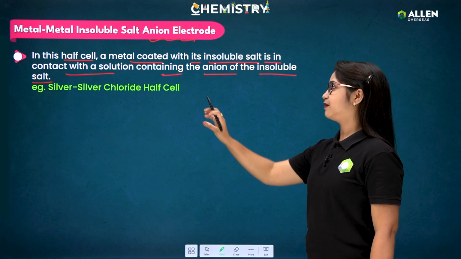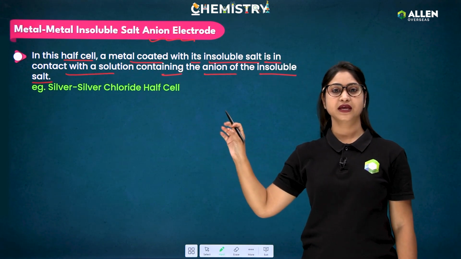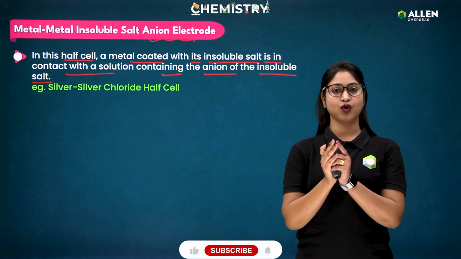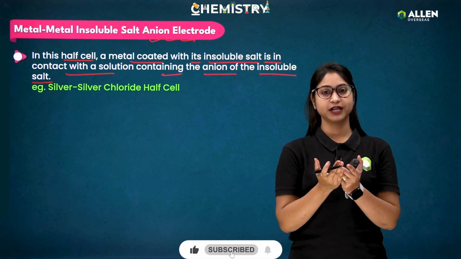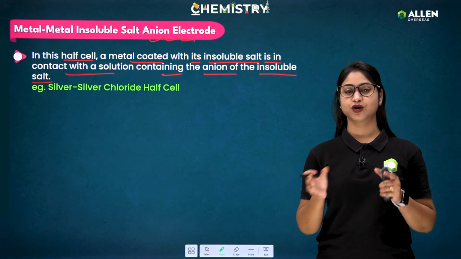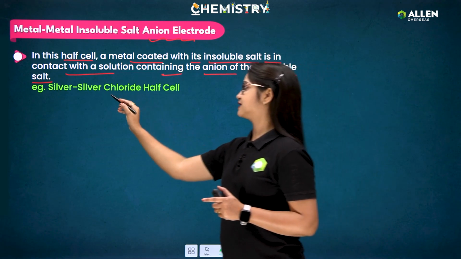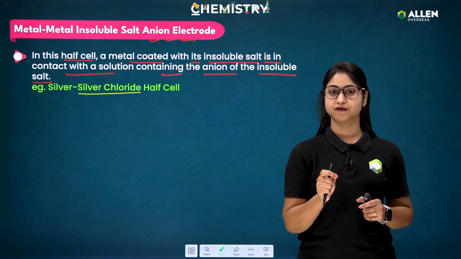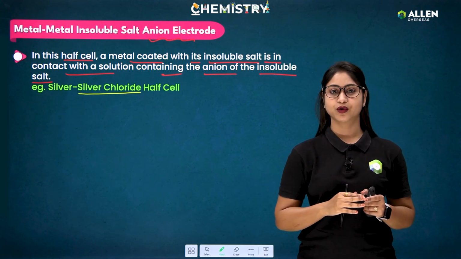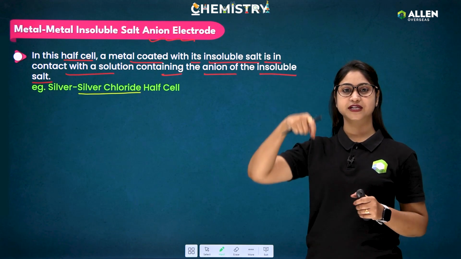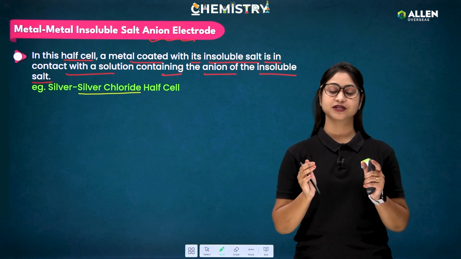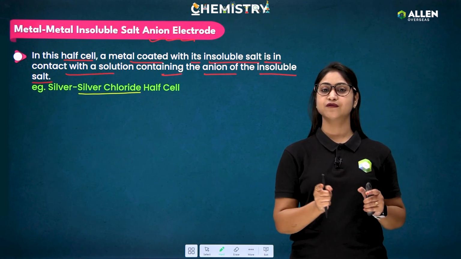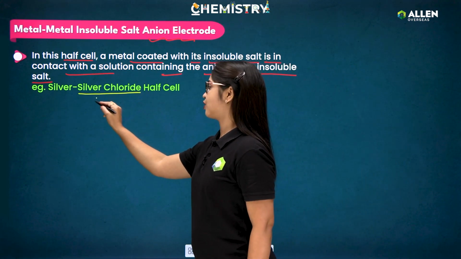So what is the characteristic of this half cell? First of all, we'll be taking a metal. Suppose we have taken silver. So we are taking this metal, and on this metal there will be a coating of the insoluble salt of the same metal. For example, for silver, silver chloride is the insoluble salt, right? So if we take silver wire, then silver chloride will be coated on that, and now we have to dip that into a salt solution, and that salt should be containing the anion which is present in the insoluble salt of the metal.